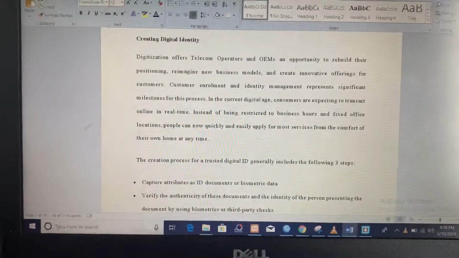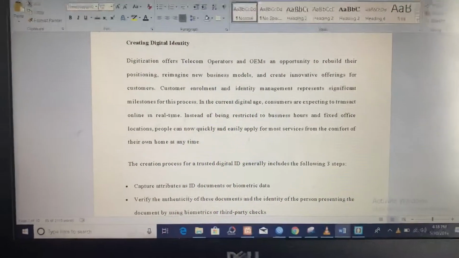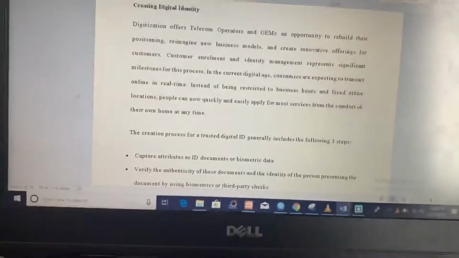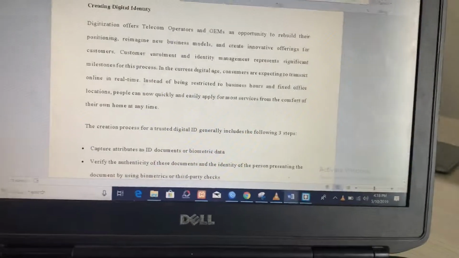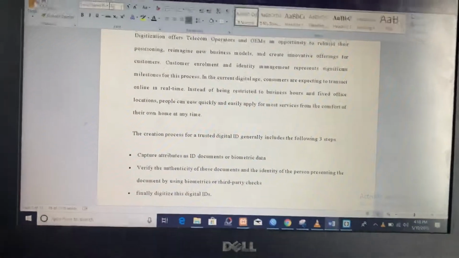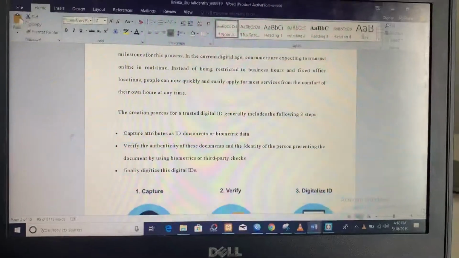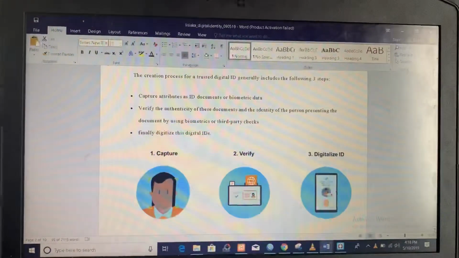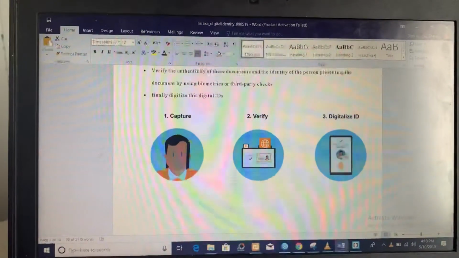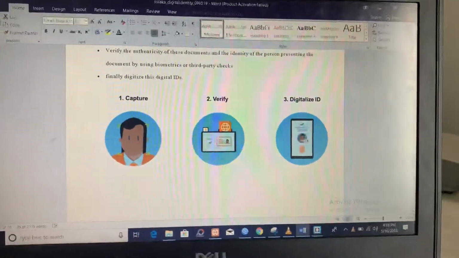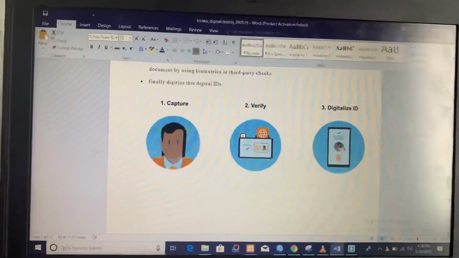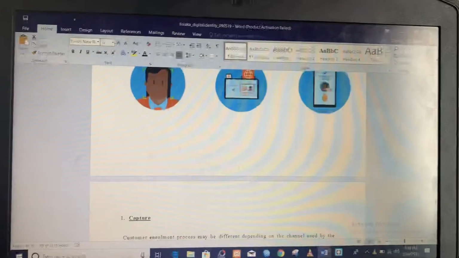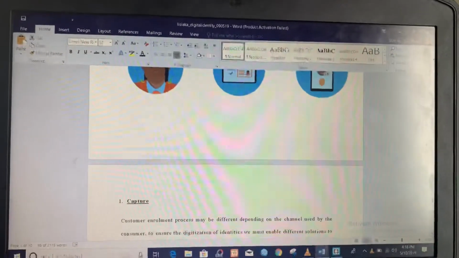So after capturing and verifying these attributes, we use them to generate and finalize the digital ID that should be produced. As you can see here, we capture the information, we verify the information, and after verification we digitalize the ID. Otherwise, if it can't be verified, then you can go nowhere.